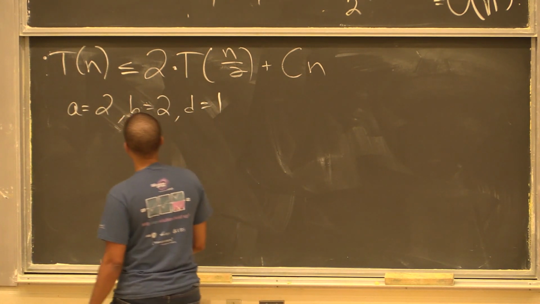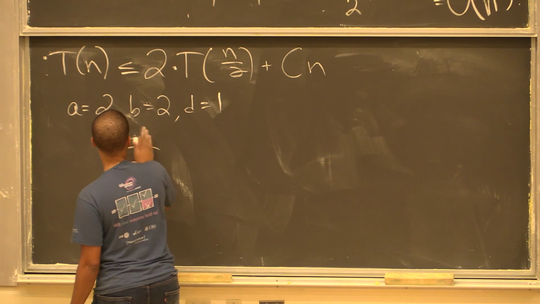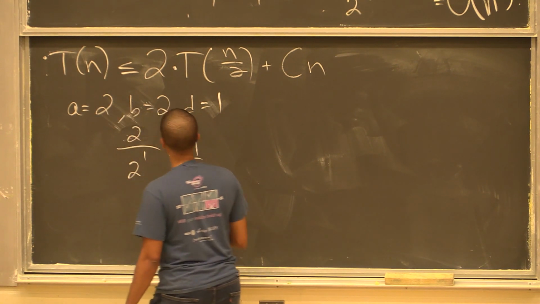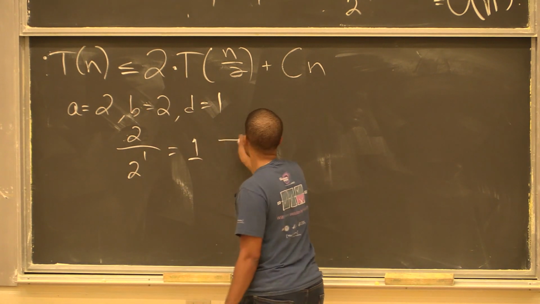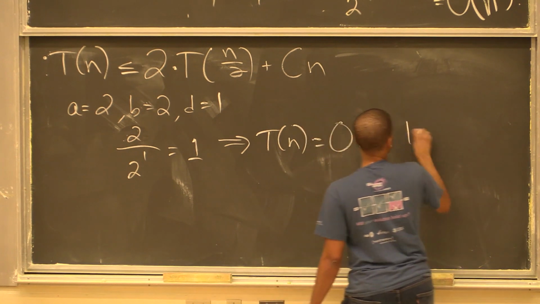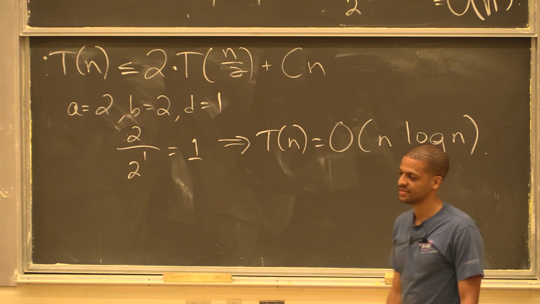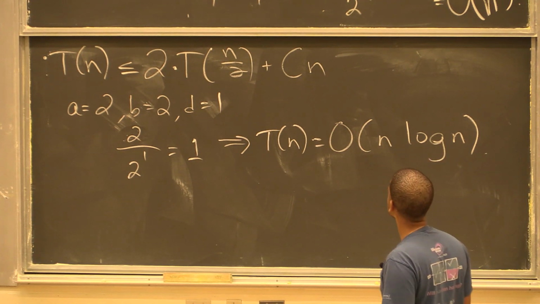So we look at A over B to the D. 2 over 2 to the 1 is equal to 1. So this is the middle case. This implies that T of n is equal to O of n log n. Right? N to the D times log n. D is 1. Okay?